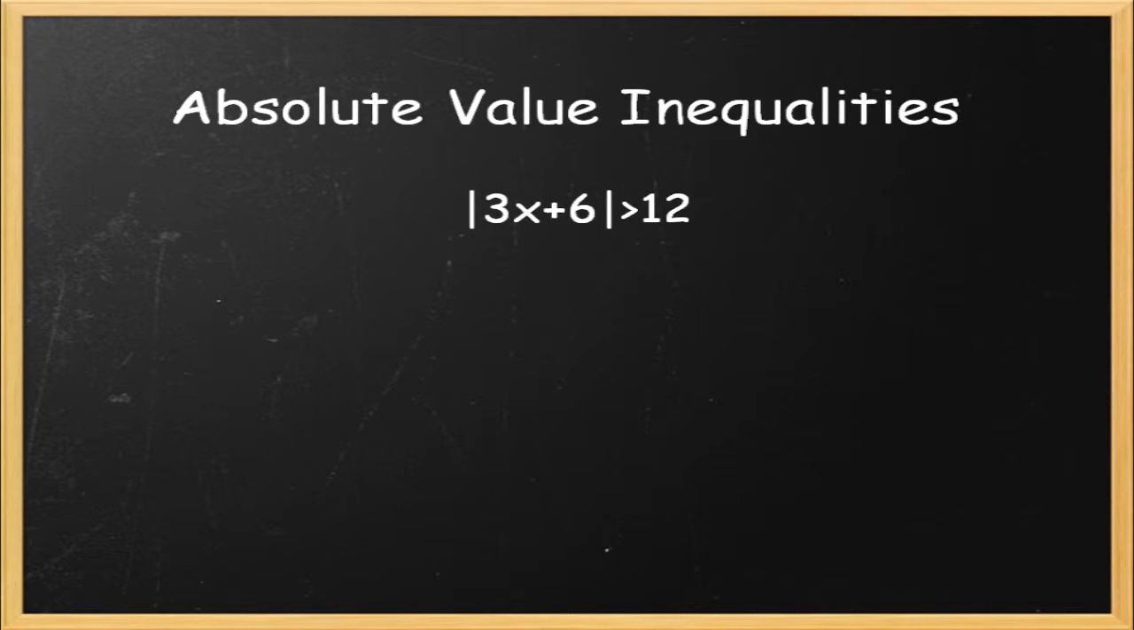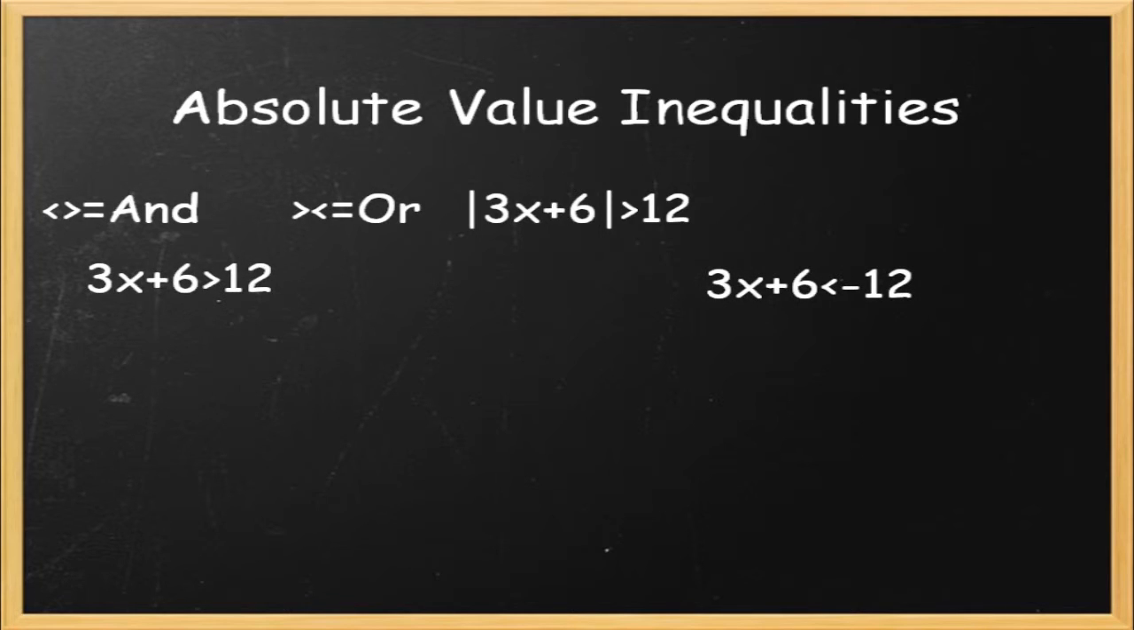Now, it's time for absolute value inequalities. Absolute value of 3x plus 6 is greater than 12. So, when you write out your equation, the inequality signs, if they are an and, you graph them a little bit different, and if they're an or, you graph 2 different graphs. But in this situation, it's an or.